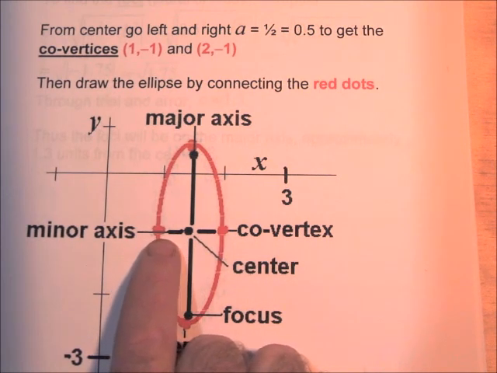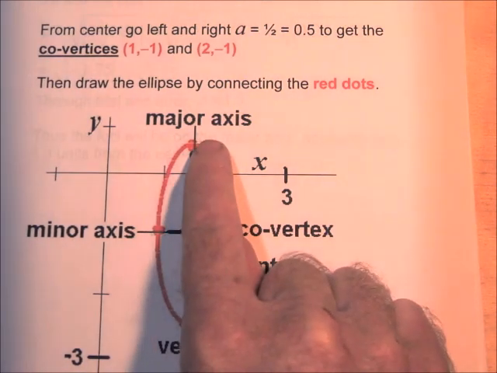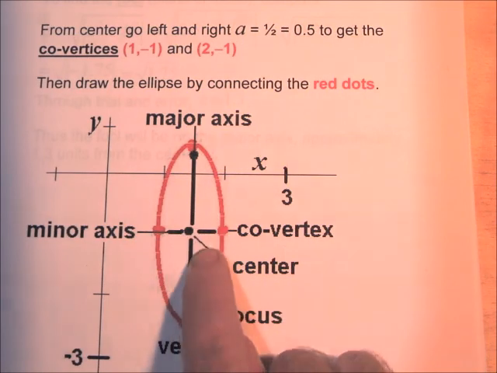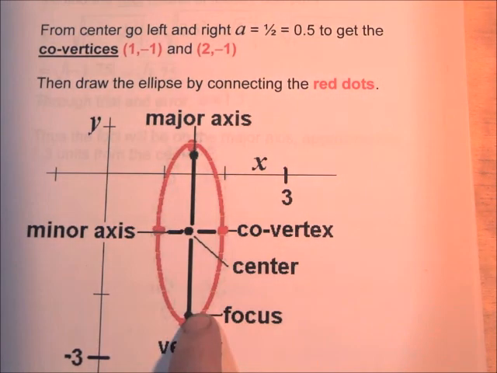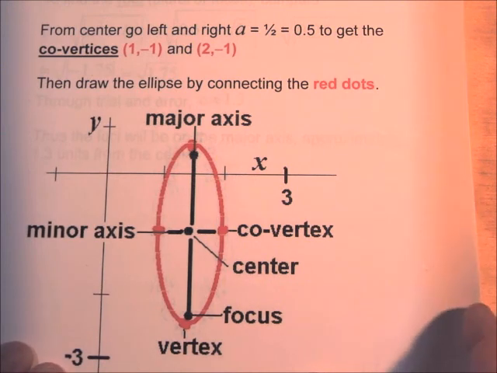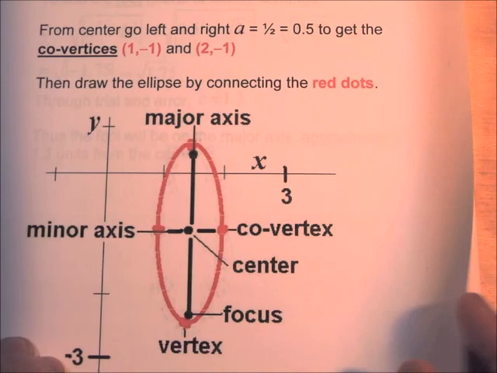Now, for some applications, it's important to know some of the other features. If you connect the two co-vertices, that's called the minor axis. The line segment connecting the two vertices is called the major axis. And there's also a special point called the focus, and there's a formula for finding the focus.